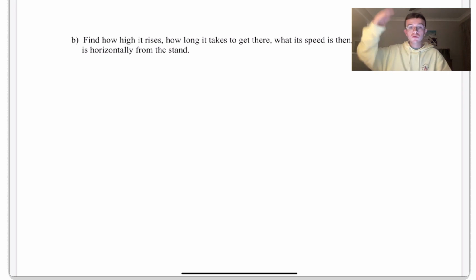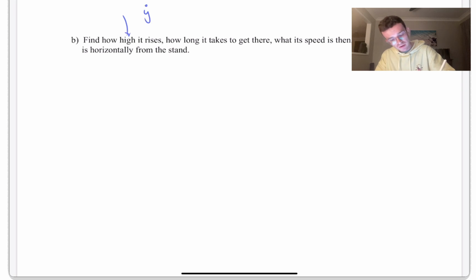But for an object to be moving up and down, its y velocity has to be changing, and that's because gravity is influencing it. So as it's going up, the velocity is getting closer to 0 because it's slowing down, and for an object to turn around and go back down to the ground, it has to, at some point, have a 0 y velocity. So how high it rises is going to be the point at time when y dot equals 0.